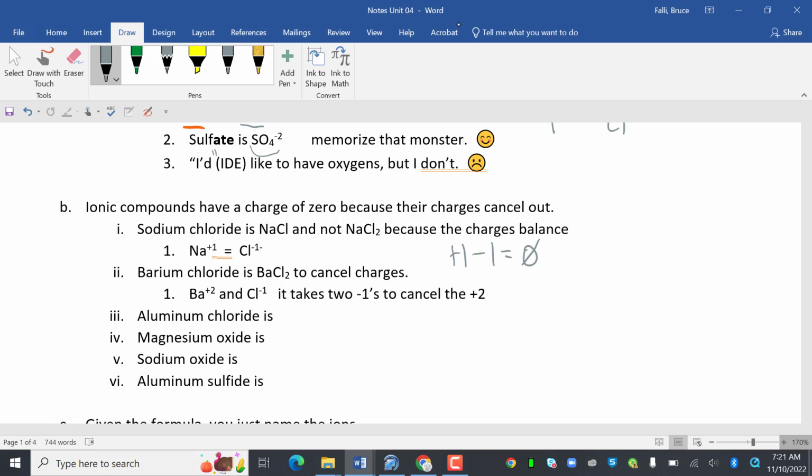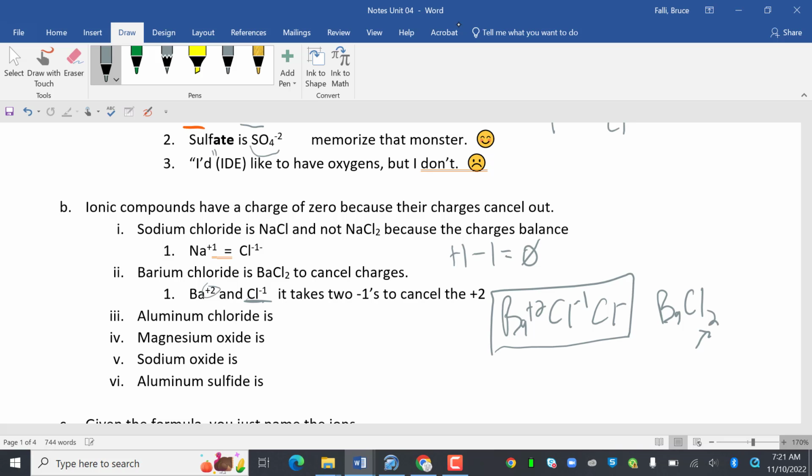Barium chloride is BaCl2. Barium is +2, so it takes 2 of these to cancel it out. Ba +2, Cl -1 doesn't cancel. Another Cl -1, oh, hey, that cancels. If I was a fool, I could write it like that, but it's so much easier to write BaCl2. This tells me I have 2 of them.